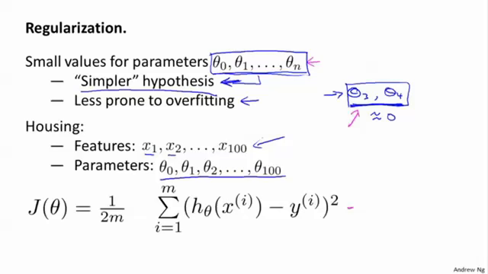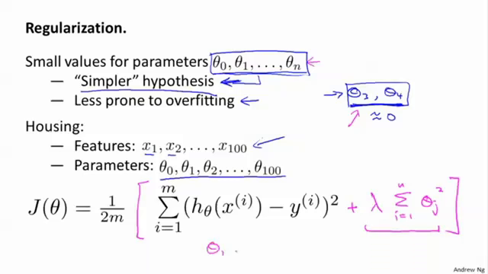So I'm going to modify my cost function to add a term at the end, like so. Let me add square brackets here as well. I'm going to add an extra regularization term at the end to shrink every single parameter. And so this term will tend to shrink all of my parameters, theta 1, theta 2, theta 3, up to theta 100.